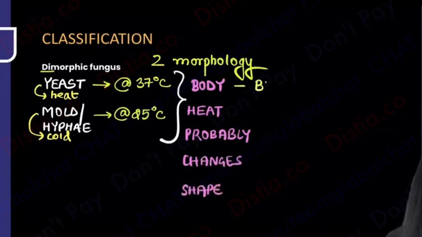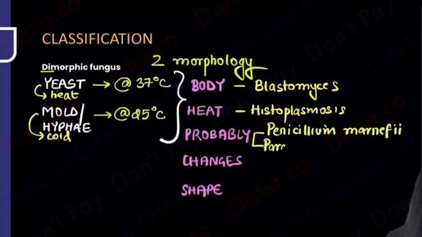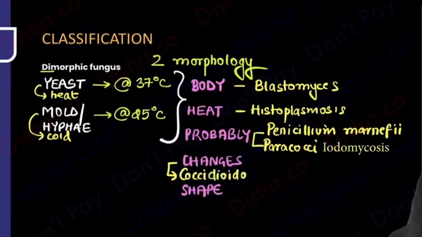So B stands for blastomyces. H stands for histoplasma or histoplasmosis. P is going to actually have two things. P is going to be Penicillium marneffei. P is also for paracoccidioidomycosis. Next one, the C. The C is going to be for coccidioidomycosis. And lastly, the S that we have is for sporotrichosis.